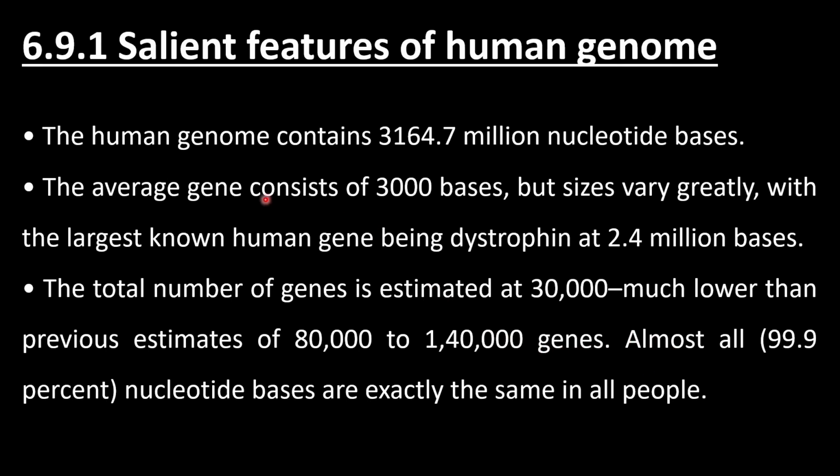Our next point is salient features of the human genome. The human genome contains 3164.7 million nucleotide bases. Second, the average gene consists of 3000 bases, but sizes vary greatly, with the largest known human gene being dystrophin at 2.4 million bases. Third, the total number of genes is estimated at 30,000, much lower than the previous estimation of 80,000 to 140,000 genes. Almost all, 99.9%, of nucleotide bases are exactly the same in all people. So these are the important features of the human genome.